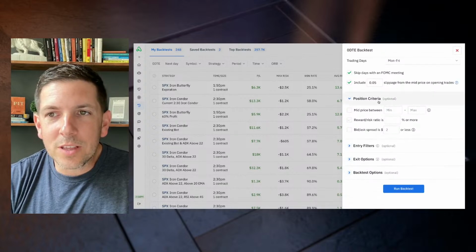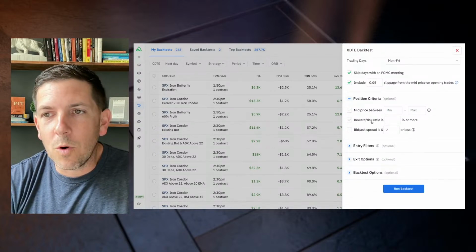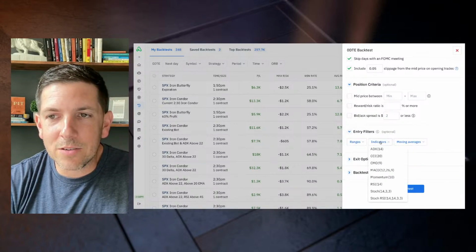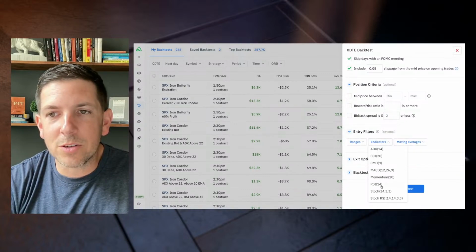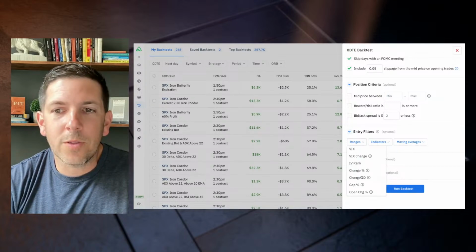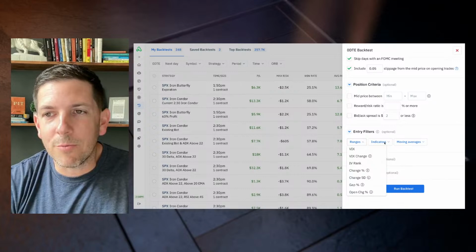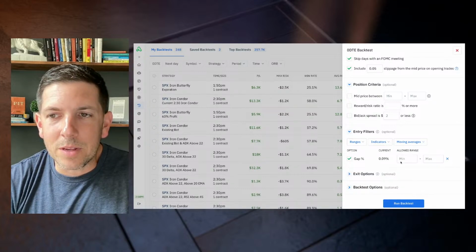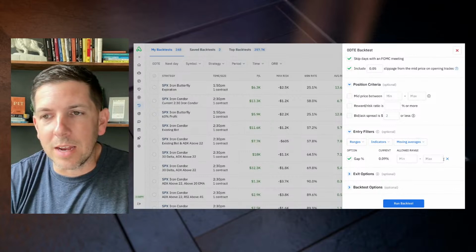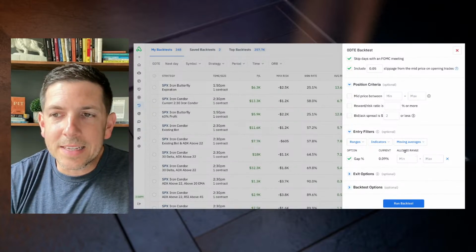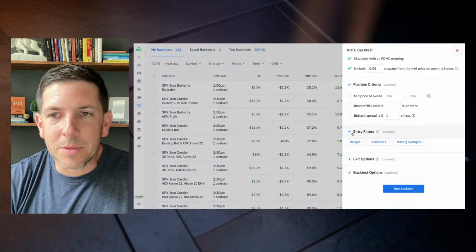Now you've got your position level criteria. You can filter by minimum price or risk reward or bid-ask spread. You can also do some entry filters around indicators. So RSI has to be above a certain level, or the opening VIX change has to be at this level, or the gap overnight has to be at this level, right? So you can do all sorts of things where you can say, let's say the gap is between 0 and 1%, the market gap that it's moved. This is really cool because, again, it can stress test some of the things that you're doing.